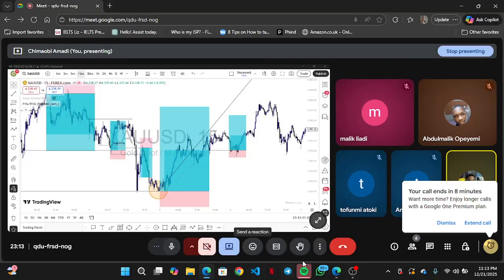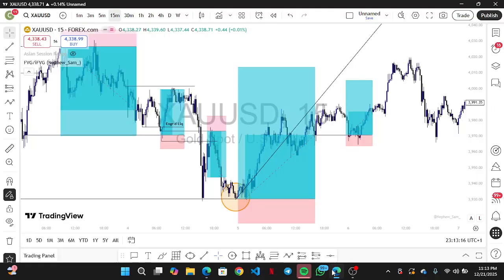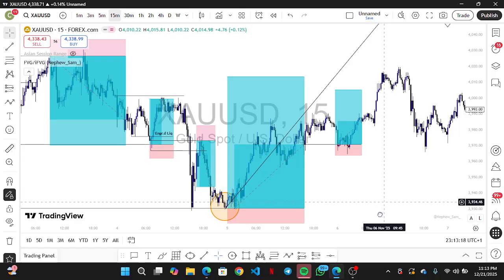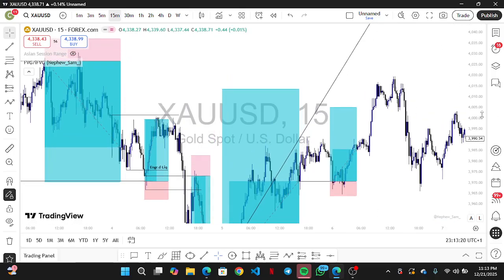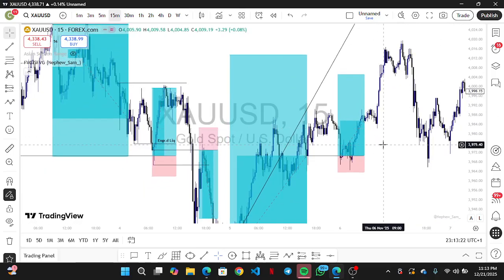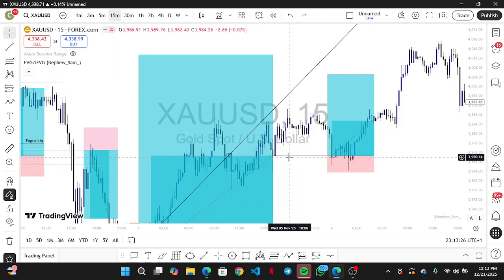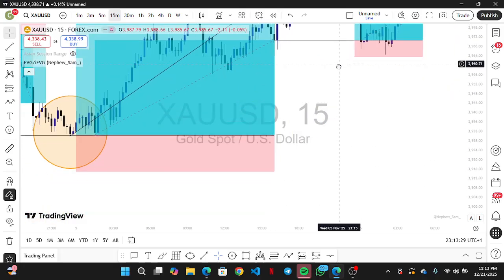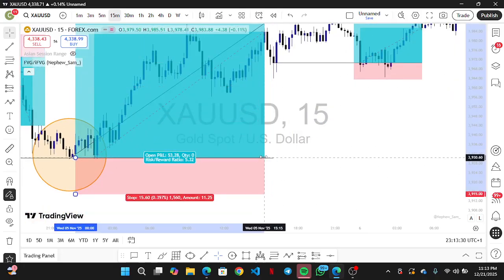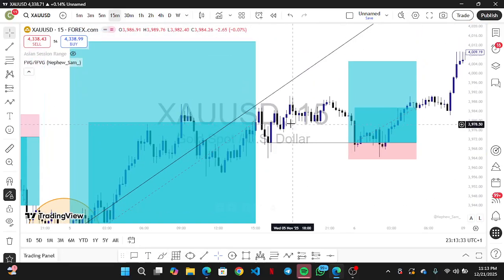Okay, so let's see more examples. So we find OBs, we find OBs everywhere, and then unmitigated supply and demand zones, which in this case was this one here. This is an OB here. This served as a liquidity here.